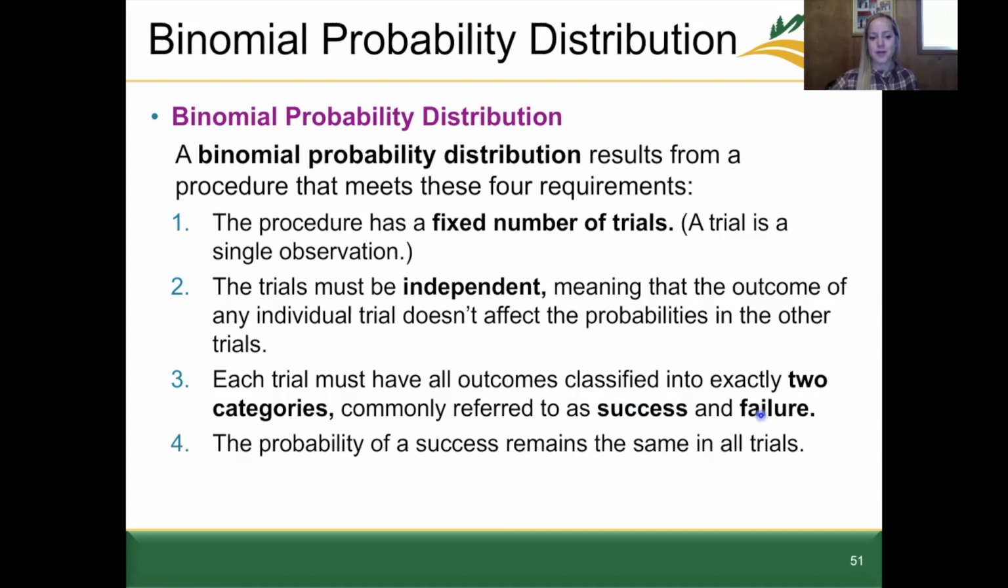The 4th requirement here is that the probability of a success remains the same in every trial. So this kind of builds on number 2 and number 3. The probability of a success remains the same in each trial. Each trial is independent of one another. Or in other words, the probability that happened in this one trial does not affect the probability of another trial.